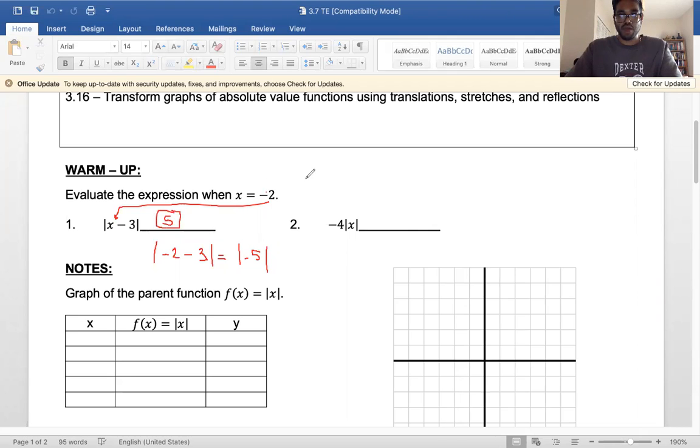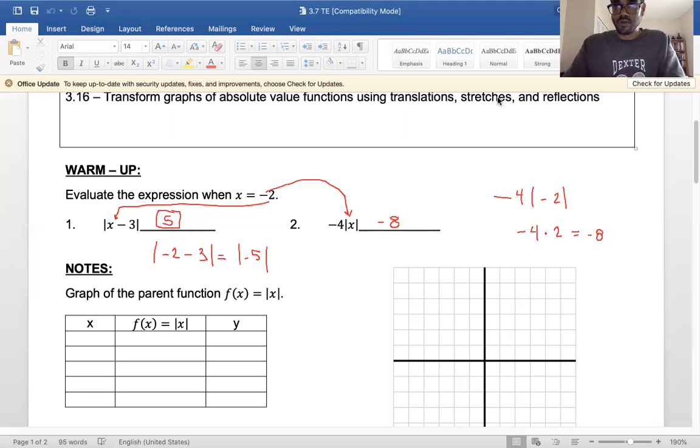But now look what happens to the next one. If I plug -2 in over here, I get -4 times the absolute value of -2. Remember, in math, when you can't see the operations, it's going to be multiplication. So now the absolute value of -2 is +2. So I have -4 times +2, which is -8. So don't think that just because you see the absolute value sign it's always going to be positive, because if you put a negative out in front, outside the absolute value, it can make the expression negative. So we get -8.